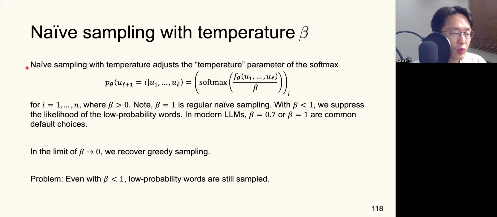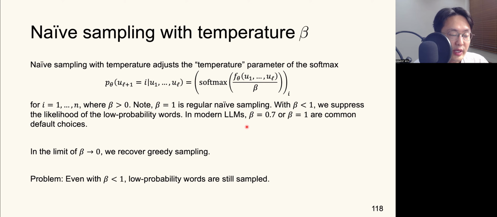Naive sampling with a temperature parameter beta adjusts the temperature parameter in the softmax. Instead of applying the softmax directly on the output of the transformer f theta, we take that output, divide it by beta, and then apply the softmax to get the probabilities. Beta is a positive parameter. When beta is equal to 1, this is just regular naive sampling. When beta is less than 1, the magnitude of f theta divided by beta is bumped up, and this has the effect of suppressing the likelihood of low probability words.